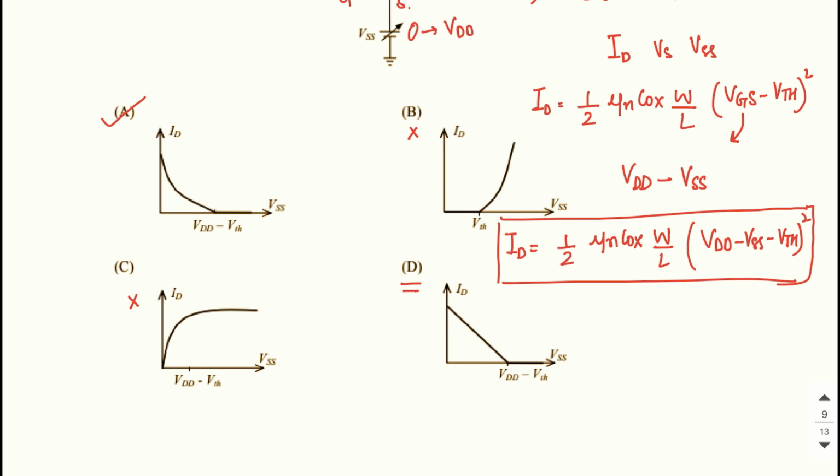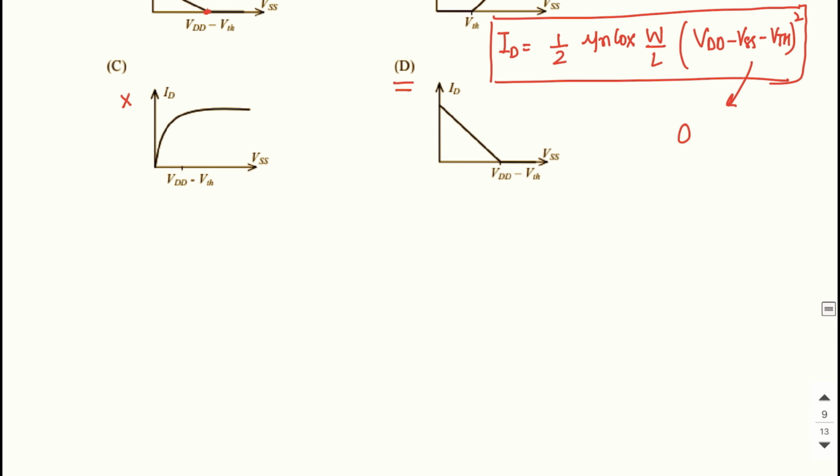And as shown in the graph, once VSS reaches VDD minus VTH, this complete term will become equal to 0, making the drain current also equal to 0. So in this way, you can select the correct answer. Let's move to the next question.